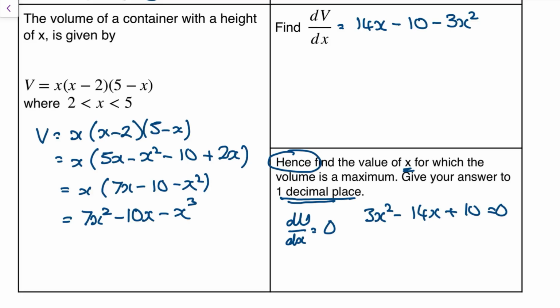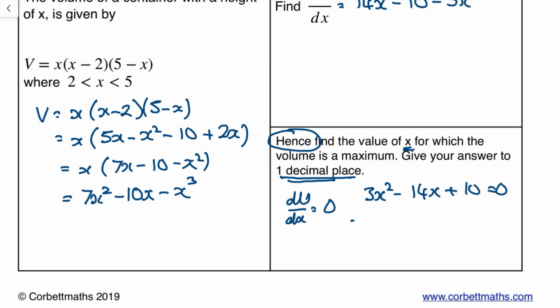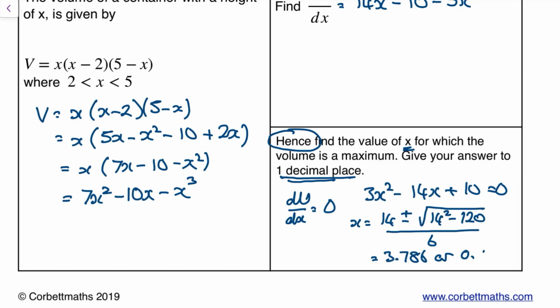I already know that's not going to factorise because it says 1 decimal place, so I'm going to go straight to the quadratic formula. So x is equal to 14 plus or minus the square root of 14 squared, 196, minus 4 times 3, which is 12, times 10, which is 120, and divide all of that by 2 times 3, which is 6. If I get my calculator out, that is going to be 3.786 or 0.880.